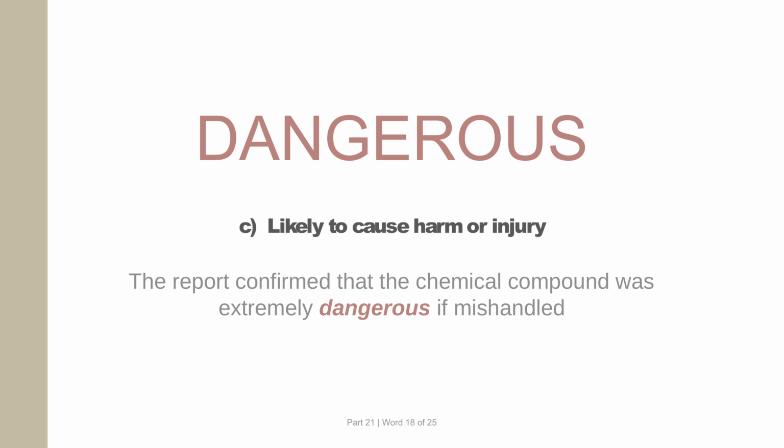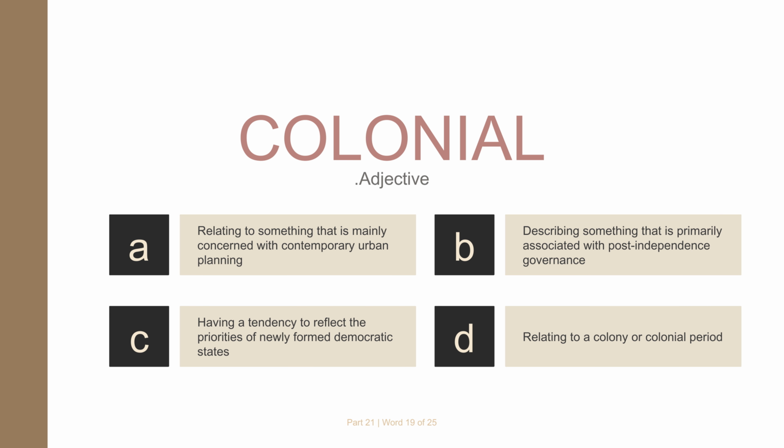Question 19. What is the meaning of colonial? Option A. Relating to something that is mainly concerned with contemporary urban planning. Option B. Describing something that is primarily associated with post-independence governance. Option C. Having a tendency to reflect the priorities of newly formed democratic states. Option D. Relating to a colony or colonial period.